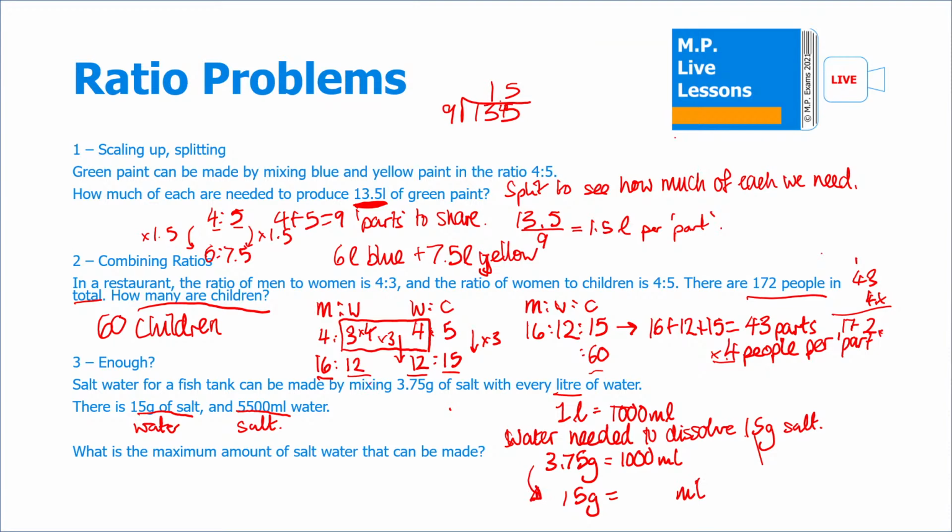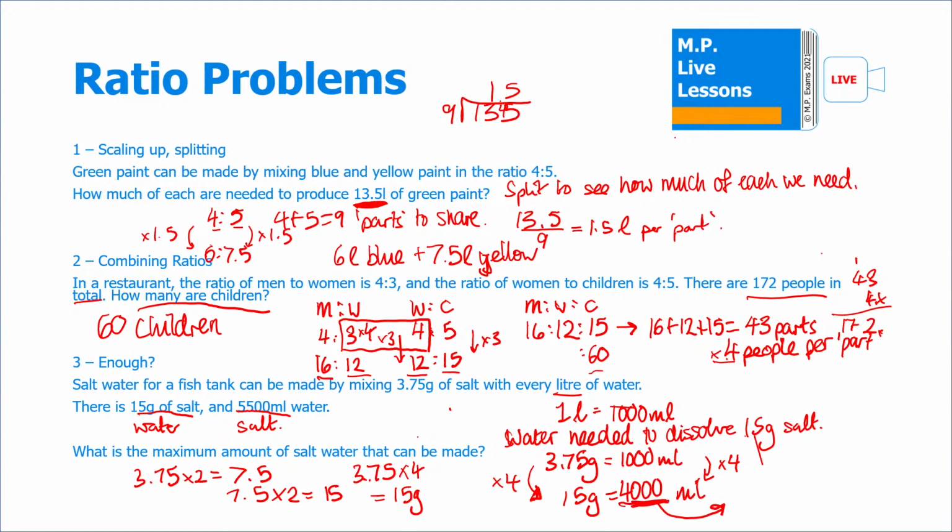So I'm going to see how much I need to scale this up. We need to multiply this by 4, therefore this side by 4, because that's how it works with ratios, to keep each proportion the same. So to dissolve 15 grams of salt, we need 4,000 milliliters of water. That means we have some leftover water. We can't add any more. So actually, the maximum amount of salt water we can make is this.